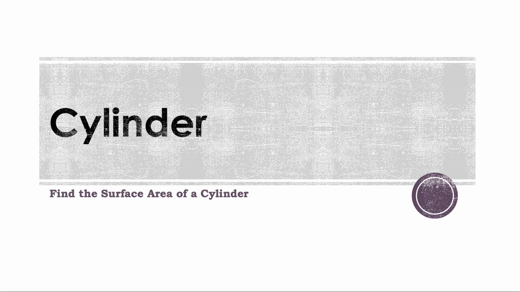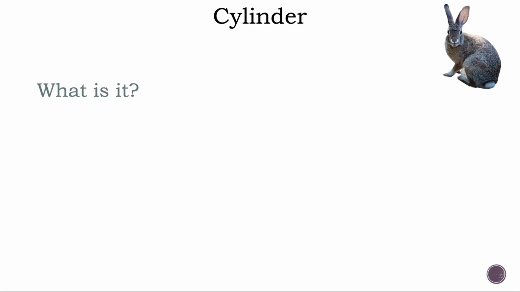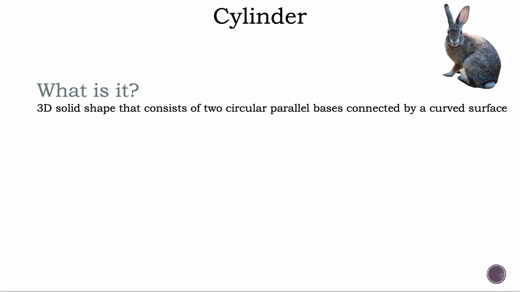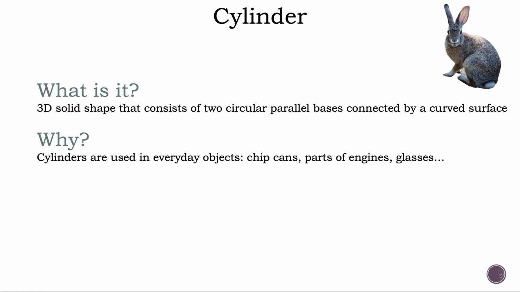Cylinder. Find the surface area of a cylinder. What is it? A 3D solid shape that consists of two circular parallel bases connected by a curved surface. Why? Cylinders are used in everyday objects: chip cans, parts of engines, glasses.